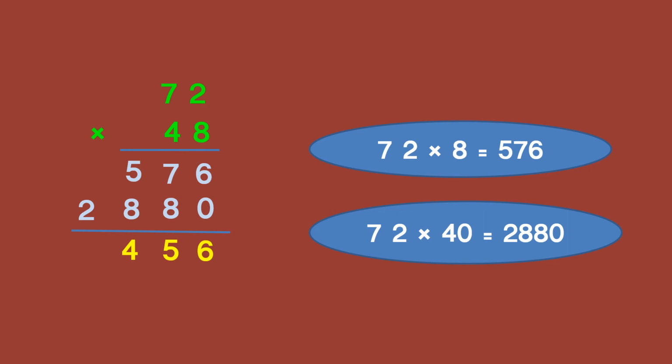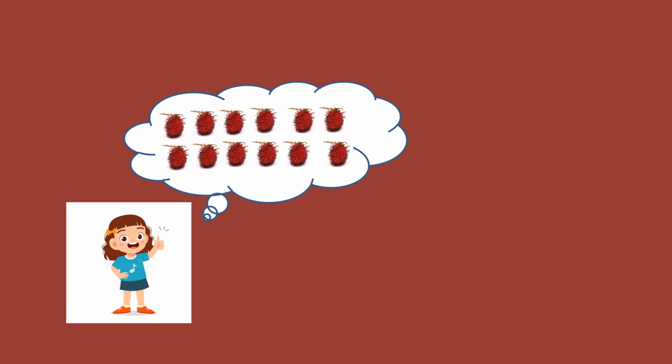10 from hundreds place to thousands place becomes 1 over there. Therefore 1 plus 2 is 3. So we can say 72 multiplied by 48 is 3456.